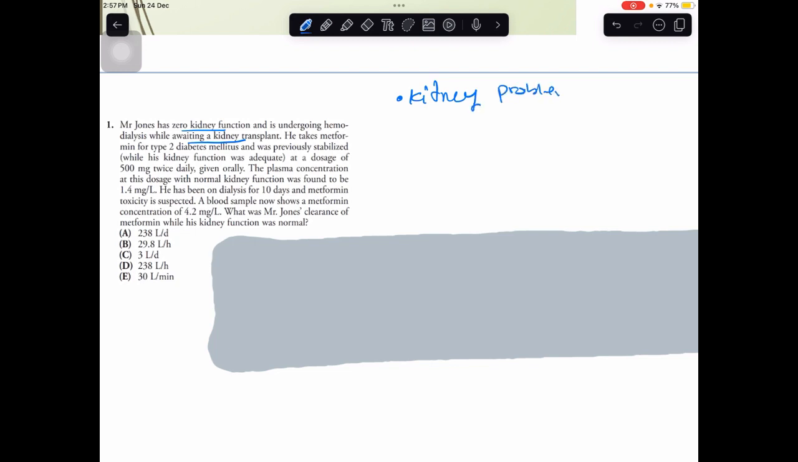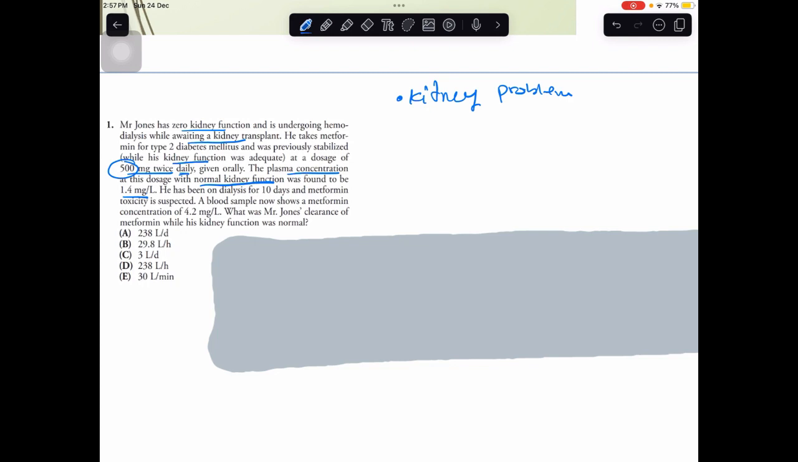He has a kidney problem, okay? Or the function is not working. The function of the kidney is not there. He takes this drug for type 2 diabetes, was previously stabilized. So they're saying when he was taking this drug, the kidney function was normal. And he took 500 milligram twice daily, orally. The plasma concentration at this dosage with normal kidney function was 1.4 milligram per liter.